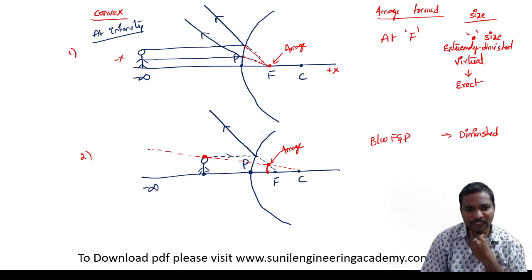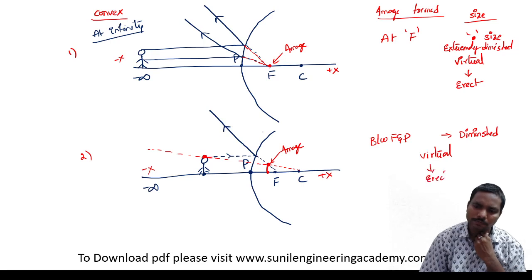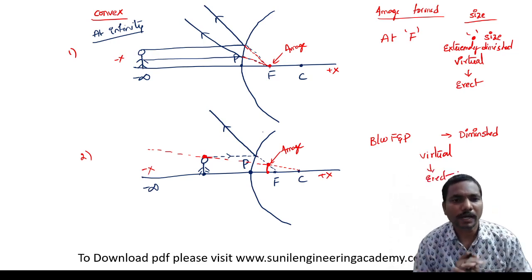Here also you are placing the object in the real axis, that is the negative x axis. The image formed will be in the positive x axis, so you can say it is virtual. All virtual images will be erect. Okay, so these are the points we have.